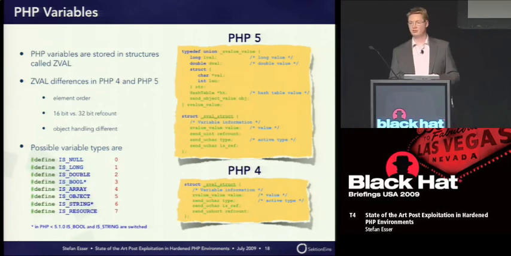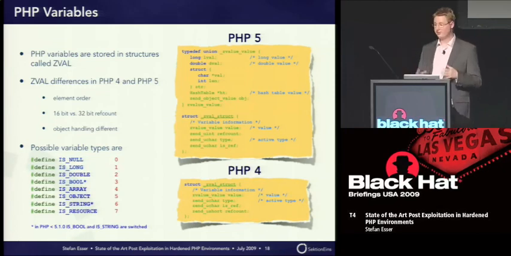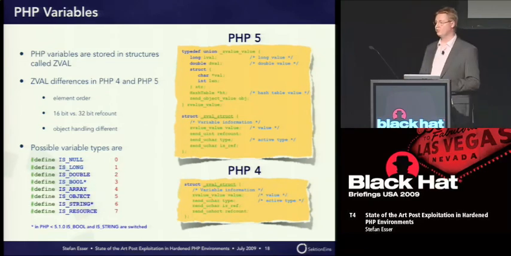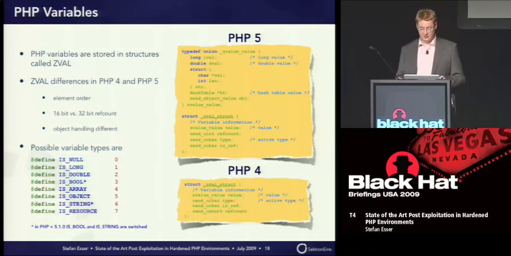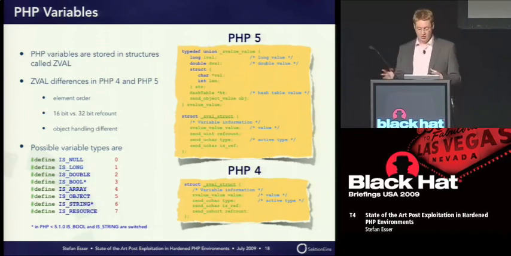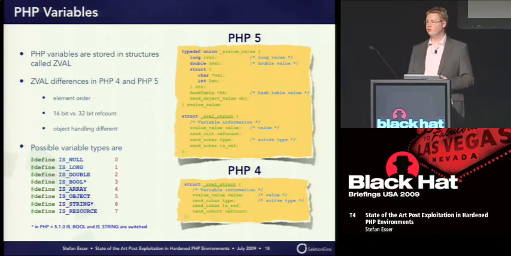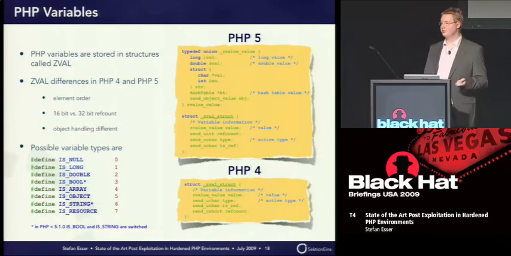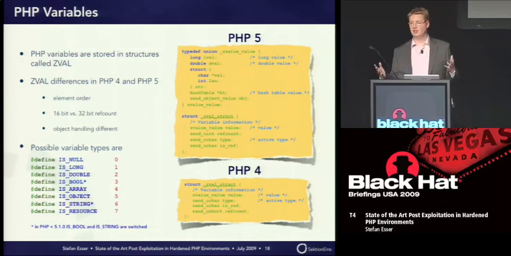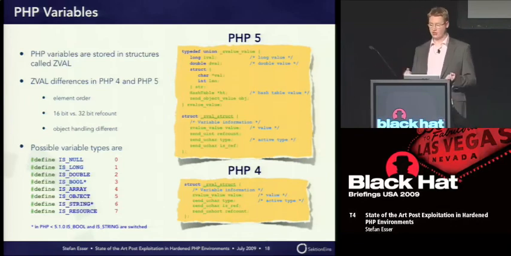I think in the back you can't read this. The actual thing is there's only a little difference between PHP 4 variables and PHP 5 variables. The order of the elements is a little bit different. The object handling is a little bit different, but we don't care about this because we don't use objects today. Then there's the reference counter, which is 16-bit in PHP 4 and 32-bit in PHP 5. But this is actually the real difference between these two structures.